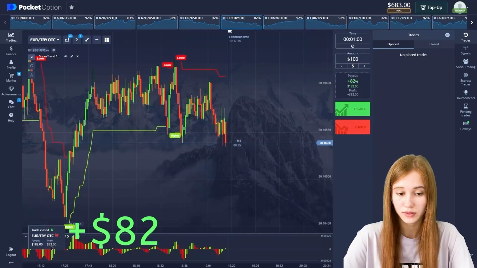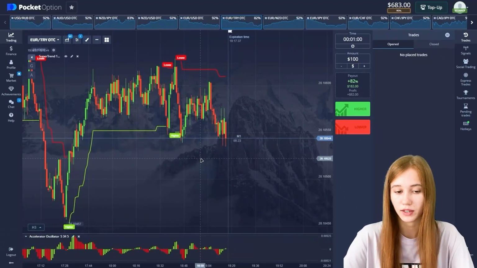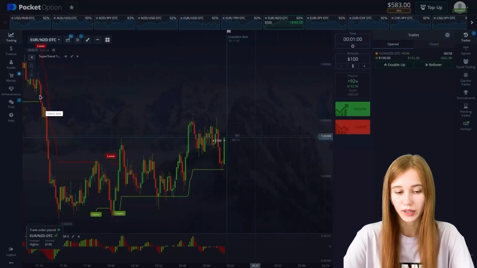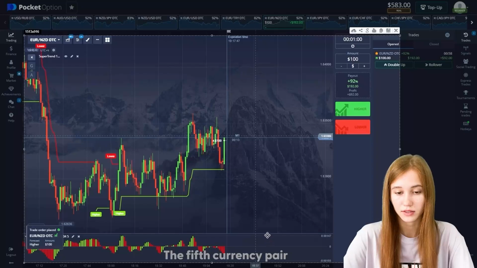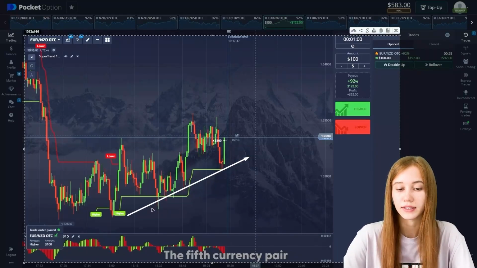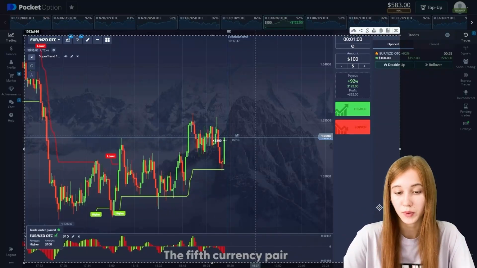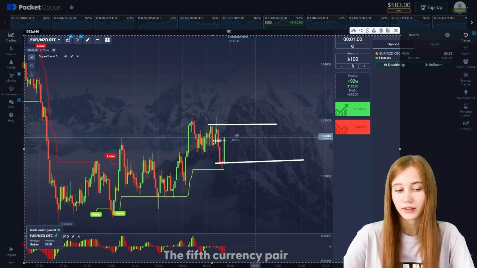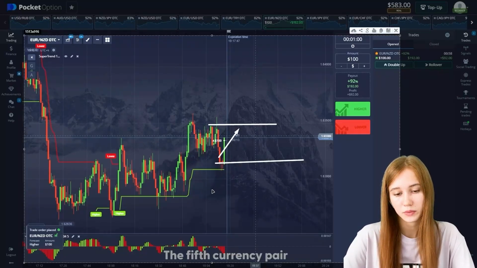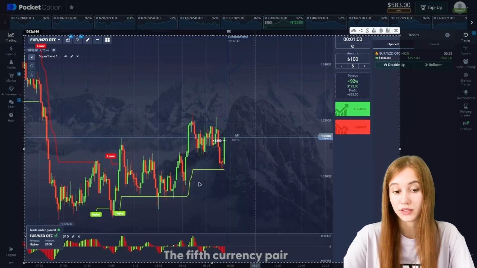Bear market. Yeah, plus deal, profit $82. We open up and we begin technical analysis. So what we see is that according to the super trend indicator, there is a clear upward trend. This is what we see first. Second, if we highlight resistance and support areas, we are clearly moving towards the resistance.